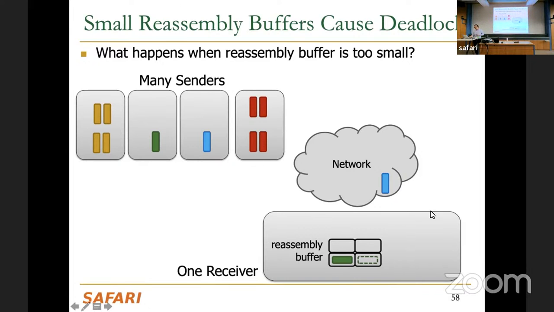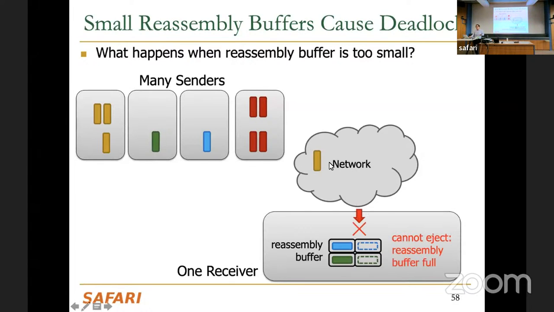But basically, you can see that one of the green flits arrived, but the other flit did not arrive. So it reserves the reassembly buffer, fine. It's waiting for the other green flit to arrive. The blue packet arrived, and it's waiting for the other blue flit to arrive. Now your buffer is full. Now, what happens to everybody else?